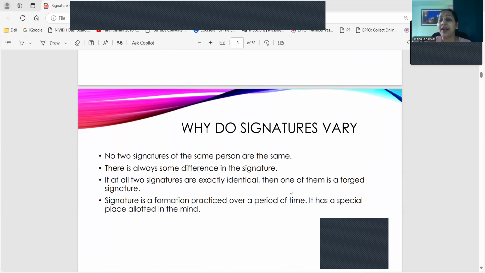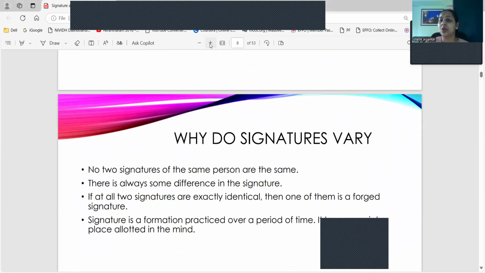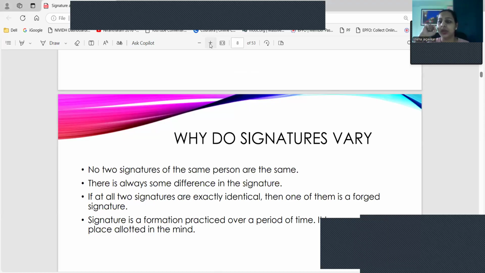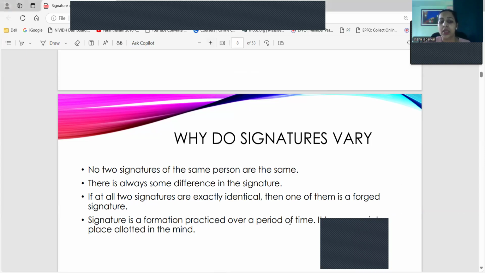Now, why do signatures actually vary? No two signatures you would see are all the same, right? There will always be some minute difference in a signature, be it anybody's signature. If at all two signatures are exactly identical, one of them is a forged signature. And a signature is a formation practiced over a period of time. It has a special place allotted in everybody's mind.